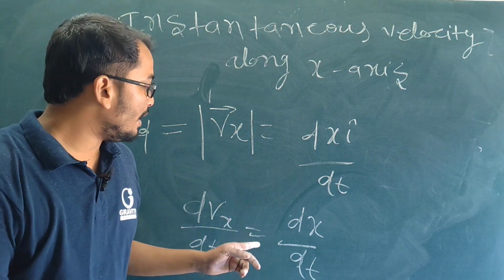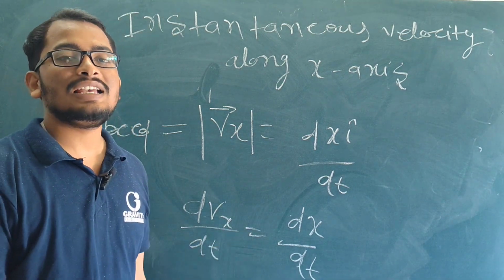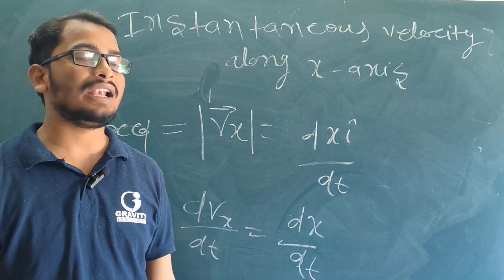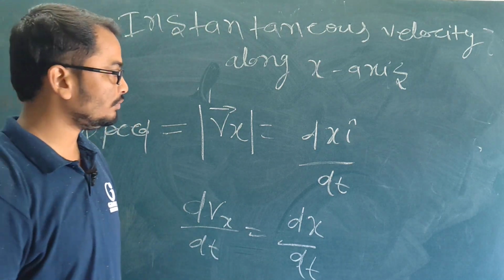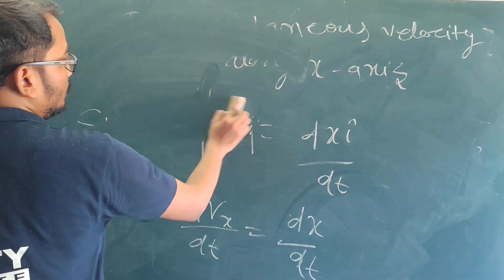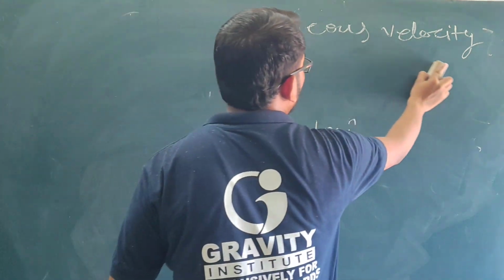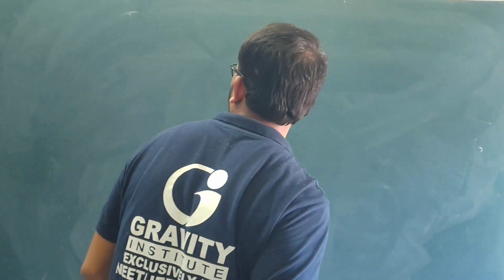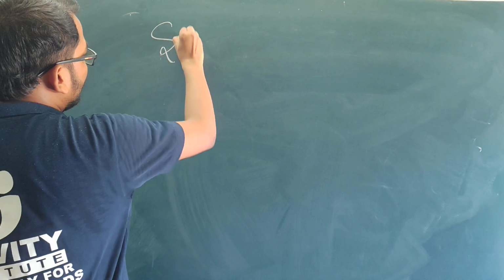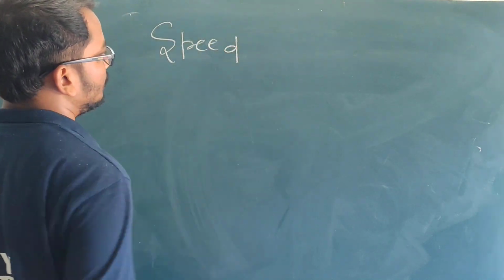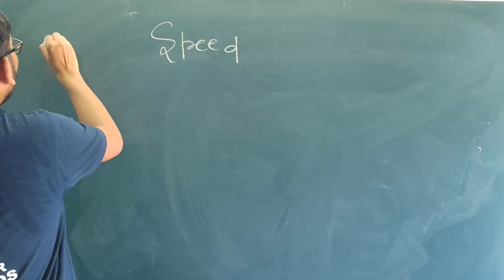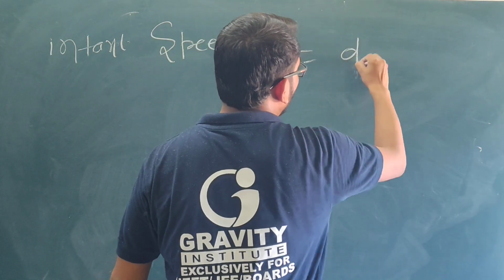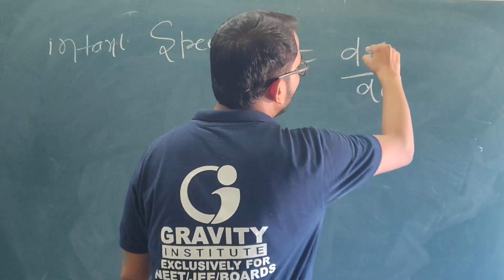We cannot talk about the direction of speed because speed is a scalar quantity. So we cannot compare speed with velocity; we only compare the magnitude of velocity and speed. So what is instantaneous speed? Instantaneous speed is dr divided by dt, where r is the position vector.